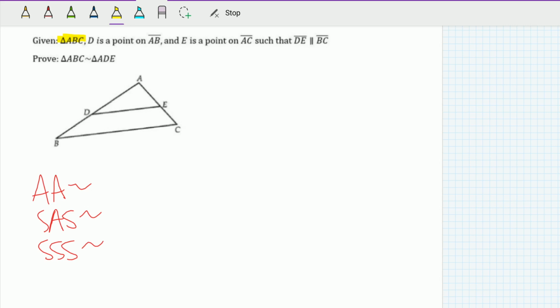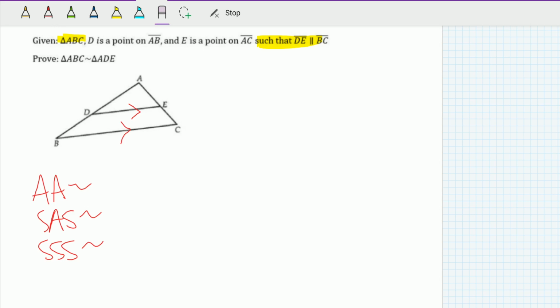E is a point on AC. Again, I see it there. Okay, and then here we go. This here is the super important stuff because it actually gives me information. DE, and if you don't remember what that notation means, it means parallel. So if you ever see two lines like this, it means parallel. So it means DE is parallel to BC. So what I can do is I can do little arrows there, and that's going to mean parallel.